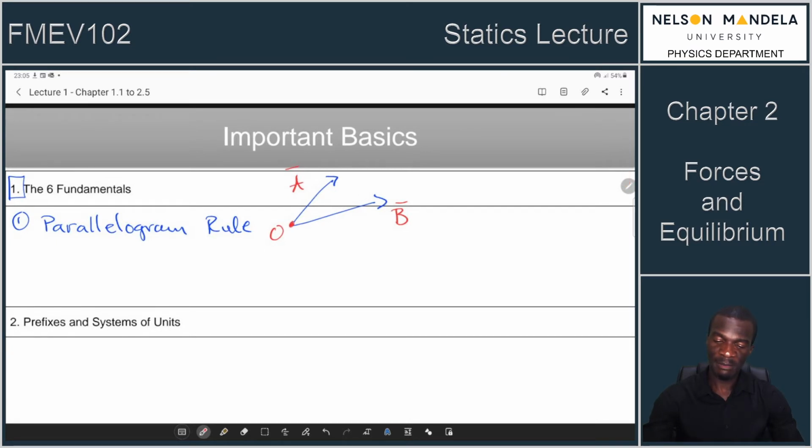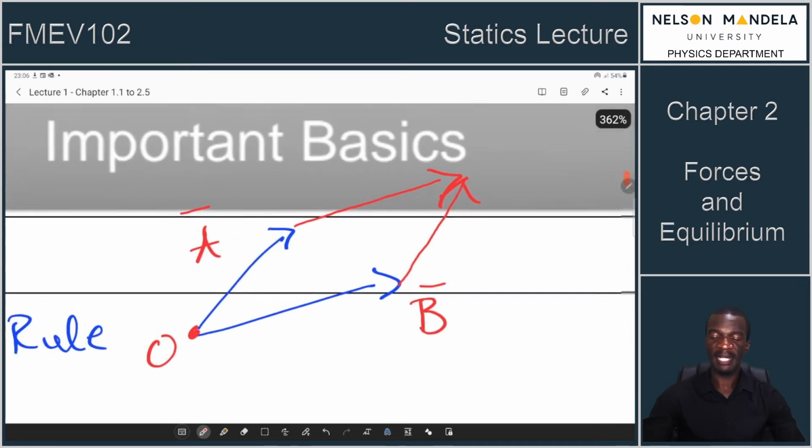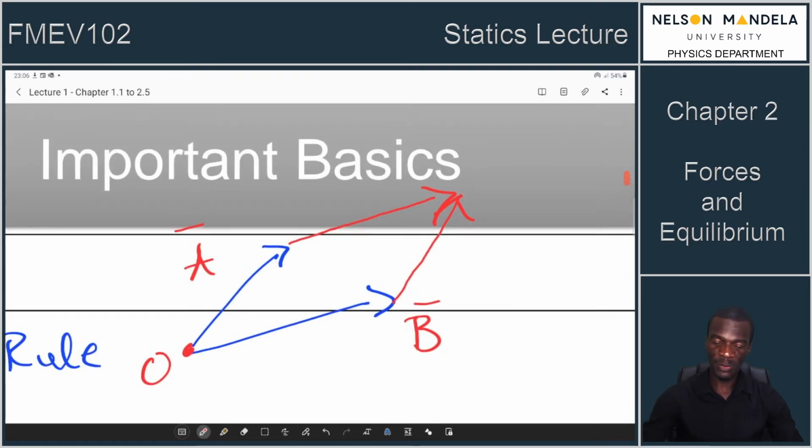So the parallelogram rule simply suggests that if you have 2 forces, take the one force and plant it on the tip of the first force. So we are planting force B on the tip of force A. We are planting force A on the tip of force B to form a parallelogram shape. The parallelogram rule now says the resultant of these 2 forces is the geometrical diagonal of the parallelogram.